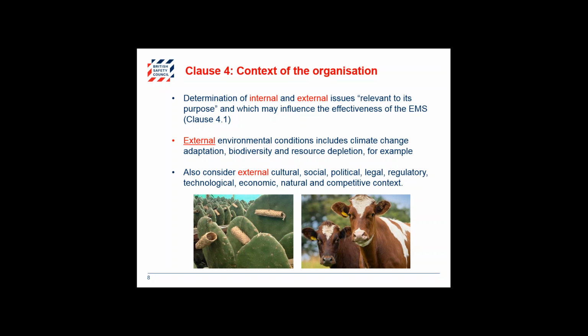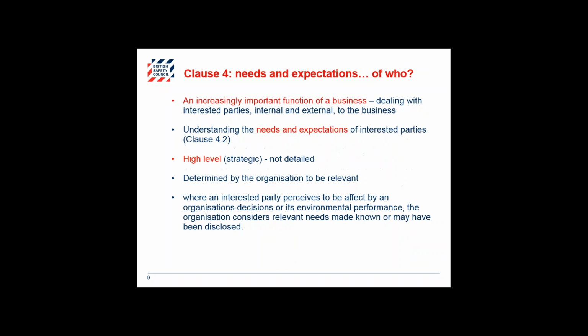So this first clause in the standard, context of the organisation, actually does broaden the scope of the EMS. It does require some thought and some consideration in terms of what are the external issues to an organisation. And the examples there, climate change, resource scarcity, are just a couple of ways perhaps that businesses just need to take a much wider, broader view with respect to its environmental management system. And I'm sure you can think of some of the things that are relevant to your business as well.